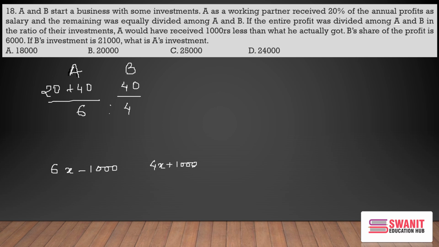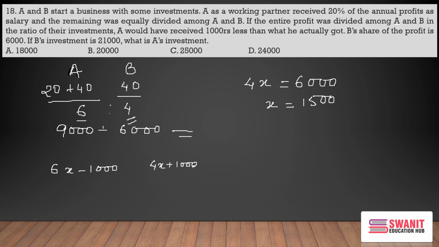So over here, the next line of the statement says B's share of the profit is 6000. That means 4 times of X is given as 6000, which means X comes out to be 1500, which means A must have received 6 of X, that is 9000 rupees. And if A has received 9000, B has received 6000, that means total profit has been 15,000.